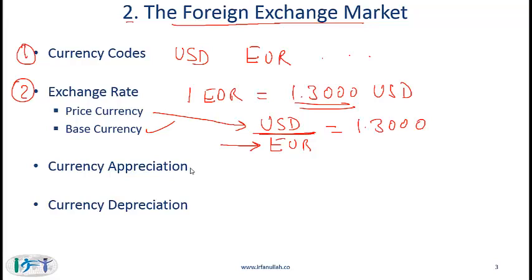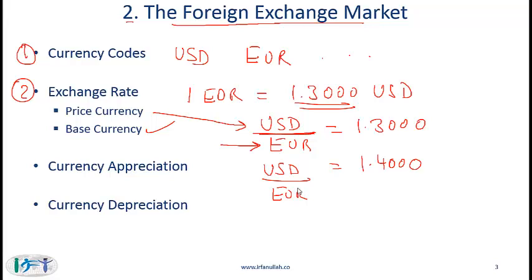Currency appreciation. This means that a currency is becoming stronger. If we have this exchange rate, 1.3 US dollars to the euro at the start of the year, and at the end of the year, this exchange rate becomes 1.4000. What this means is that the euro has strengthened or appreciated, because at the end of the year, 1 euro is now worth 1.4 USD. So clearly the euro has strengthened.